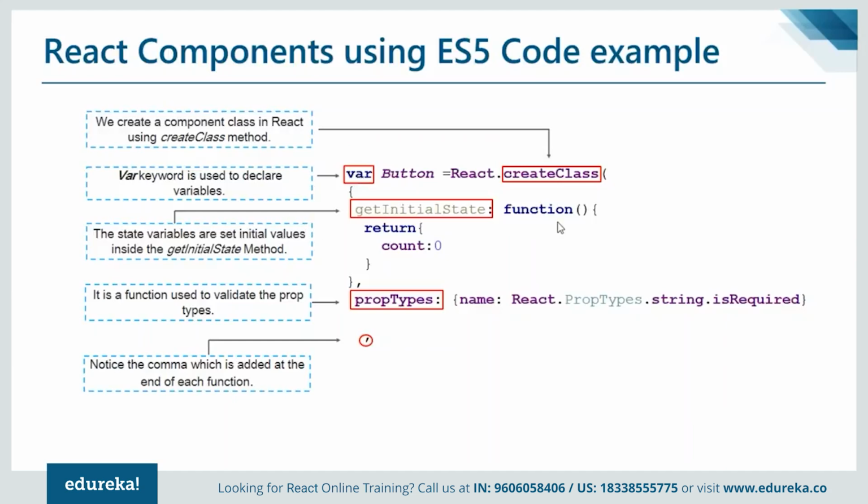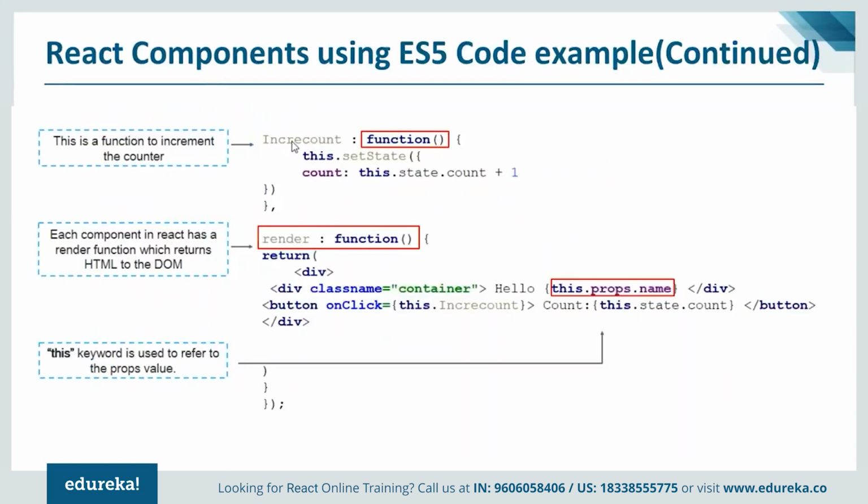The state variables are getting initialized in the getInitialState method. And since it is a function or a method, it needs to be comma separated. It's a function which is used to validate the prop types. There is a comma added at the end of each function. Now continuing, we have another function called increCount, which is a function to increment the counter. And at last we have a render function. These two functions are again separated by a comma over here.